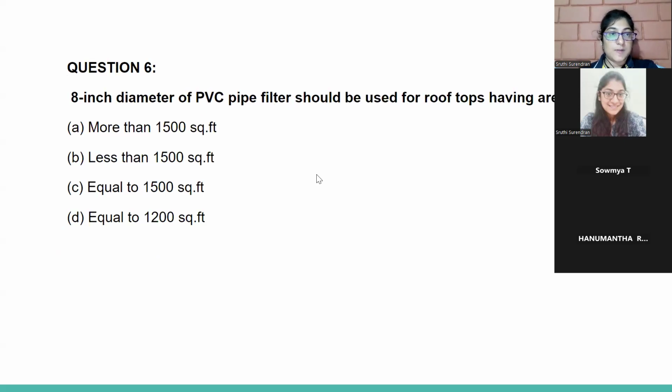So moving on to the sixth question. An 8-inch diameter PVC pipe filter should be used for rooftops having what area? If the area is more than 1,500 square feet, less than 1,500, equal to 1,200 square feet. For what kind of area is this requirement of an 8-inch diameter PVC pipe filter needed?